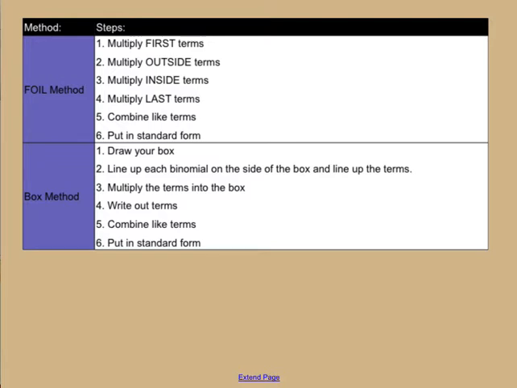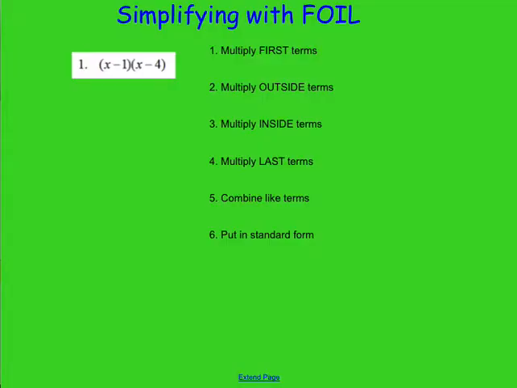Now the second method is the box method, which is what students typically use the most. We're going to set up somewhat of a Punnett square, if you've ever done that in science. So it looks like this, and you're going to line your terms up on either side of that box. Then you're going to multiply into the box. Same thing, combine like terms, and make sure it's in standard form so that the exponents go in descending order. So then let's take a look at simplifying this with FOIL.